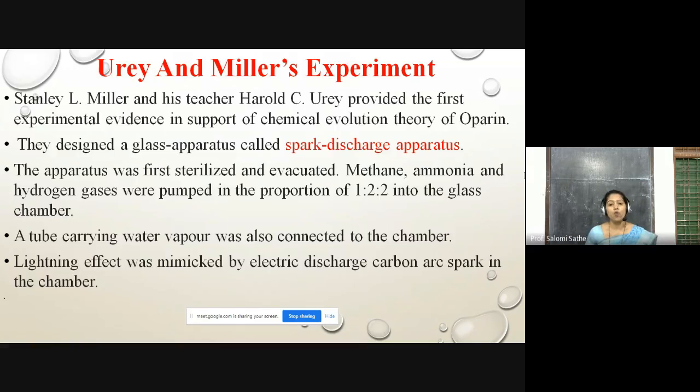A tube carrying water vapor is also connected to the chamber, so they are provided with water vapor. Then the lightning effect was mimicked by electric discharge, a carbon spark in the chamber. They also give the electrical discharge.